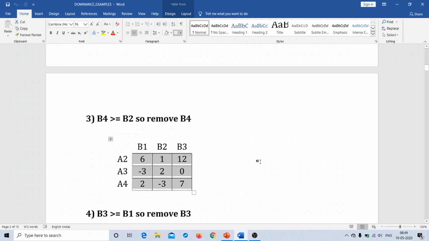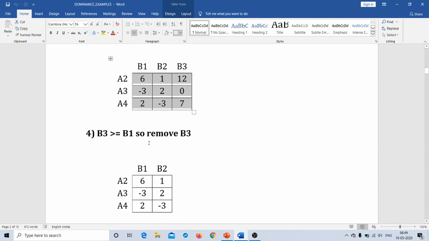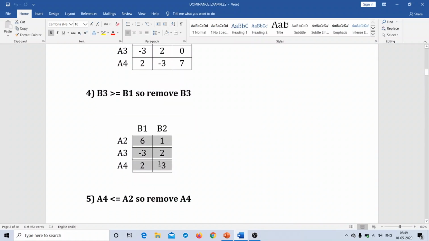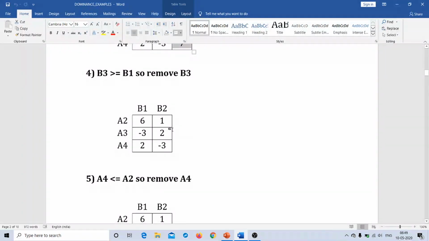Okay, so from 4 cross 4 it came to 3 cross 4, and from 3 cross 4 it comes to 3 cross 3. Now my focus will be on this particular payoff matrix, and I realize that B3 is greater or equal to B1. So I'll remove B3 and I get this particular matrix, right? See here, 12 greater or equal to 6, then 0 greater or equal to minus 3, and 7 greater or equal to 2, and hence I remove B3. So I get a 3 cross 2 matrix.